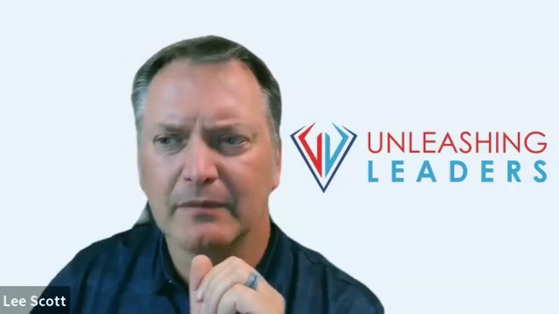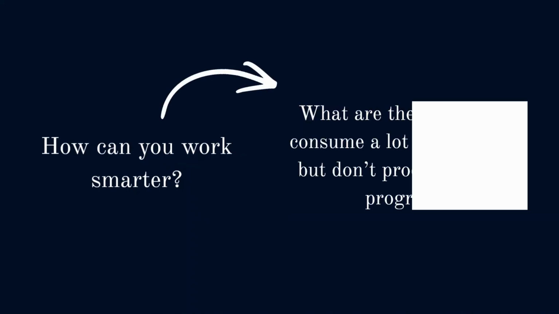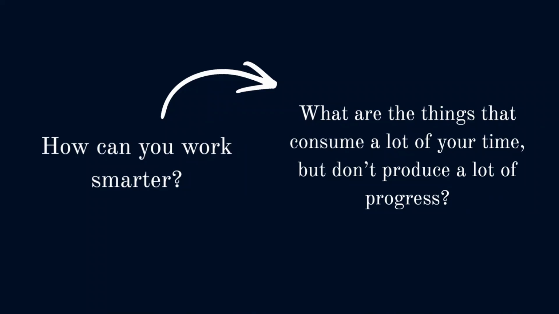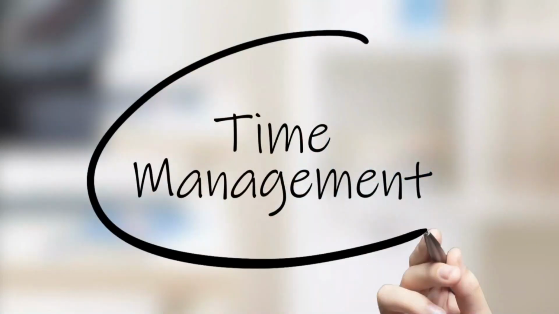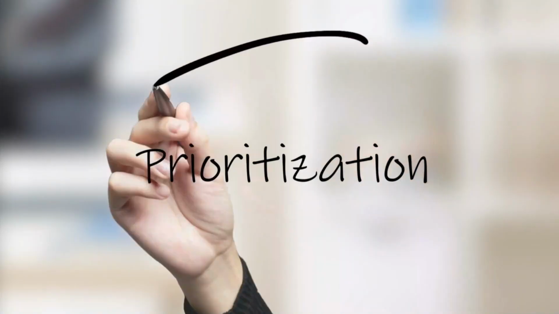The focus doer's got that goal that might be more unilateral. It's just a singular type of goal. And they're just kind of brute forcing. It's like, okay, well, yeah, you're working hard. How can you work smarter? What are the things that consume a lot of your time, but don't necessarily produce a lot of progress? So here we start looking at some time management techniques. Here we start looking at prioritization techniques.